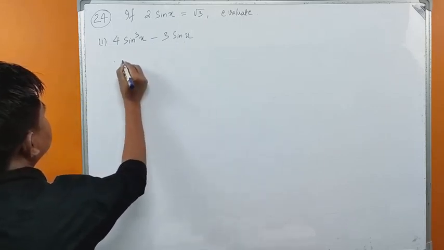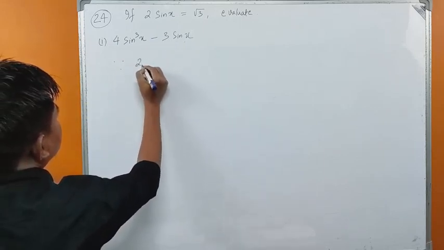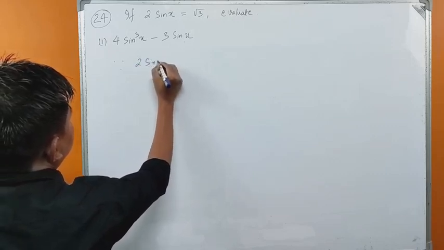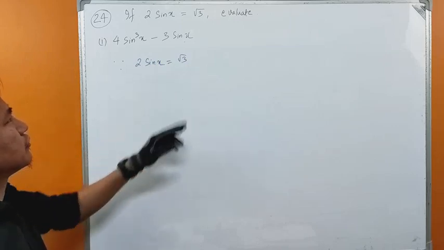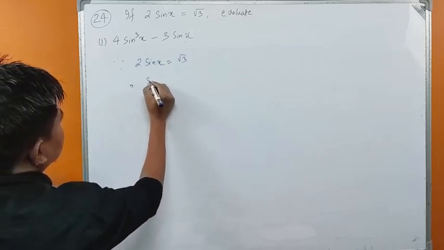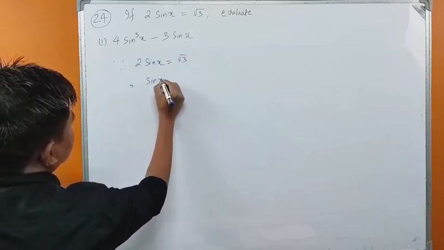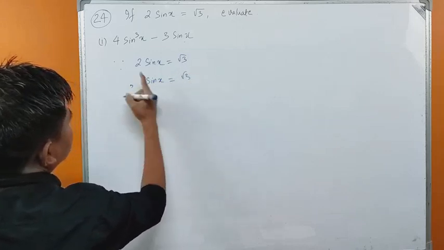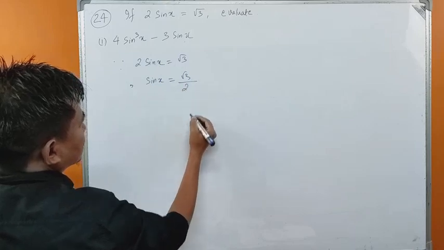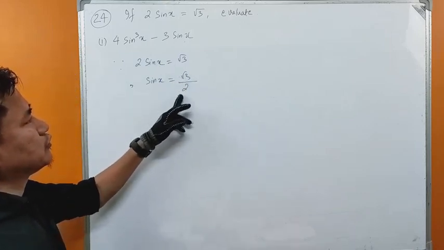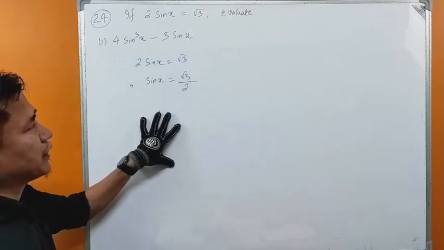Since the given condition is 2 sin x equals root 3, or we can write this as sin x equals root 3 upon 2. This 2 goes to the denominator by cross multiplication, isn't it? So sin x is root 3 upon 2. Okay, we don't need to find base here.